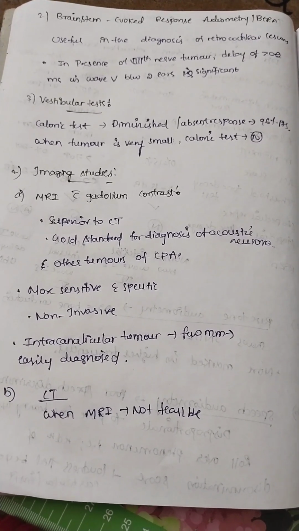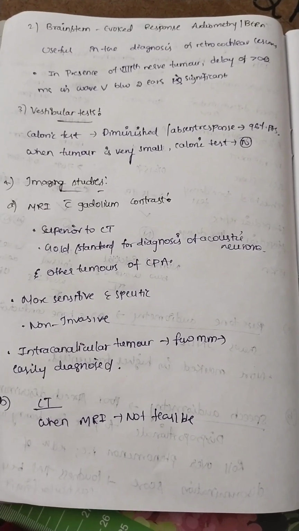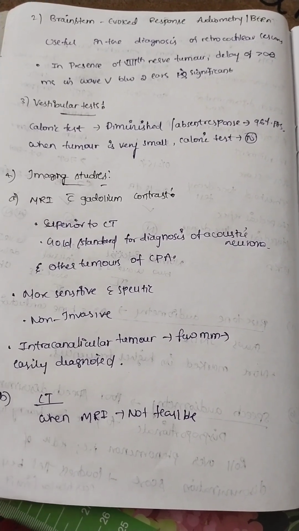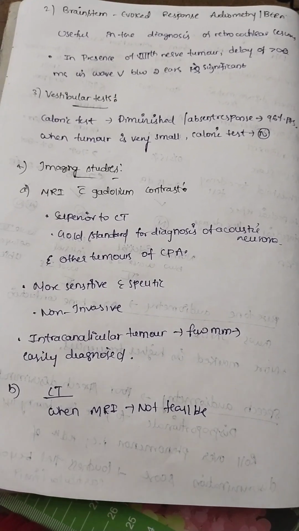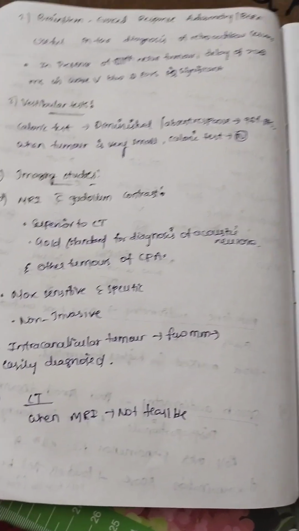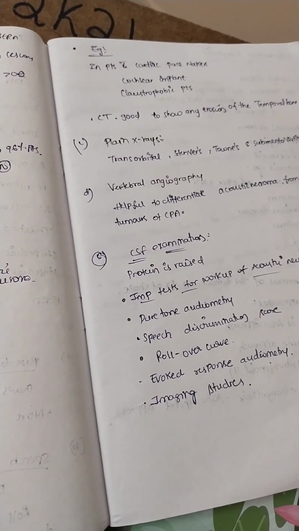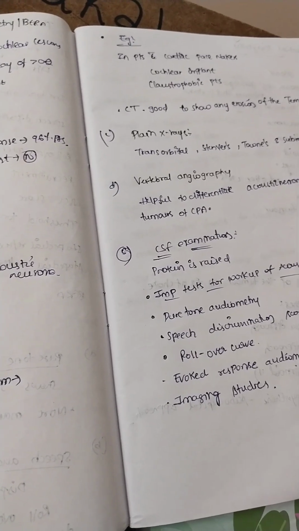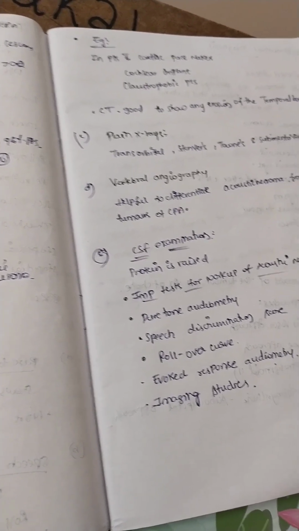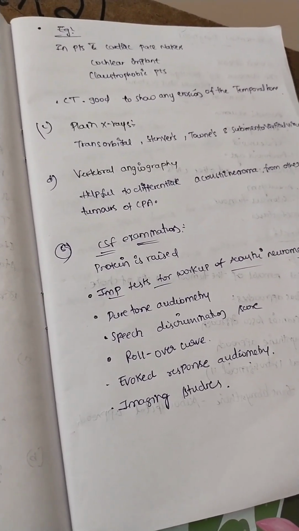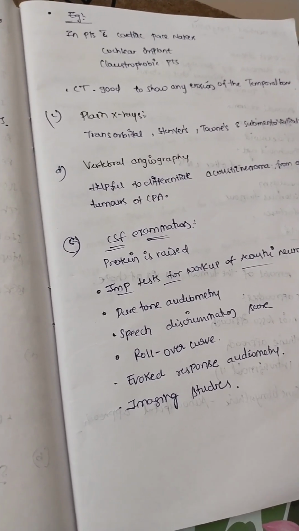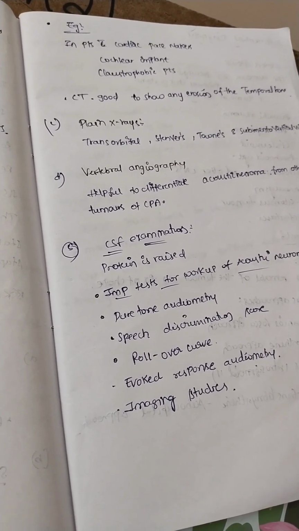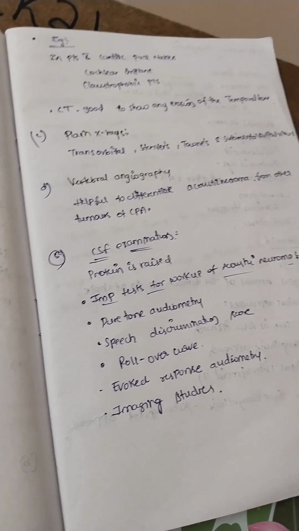CT is used when MRI is not feasible, for example in claustrophobic patients, or when the patient is very irritable to sound, then you can't do MRI. If the patient has a cardiac pacemaker, or a cochlear implant, we can't do MRI. CT is good to show any erosion of the temporal bone. Bones you can see better through CT, whereas in MRI you can see soft tissues better.